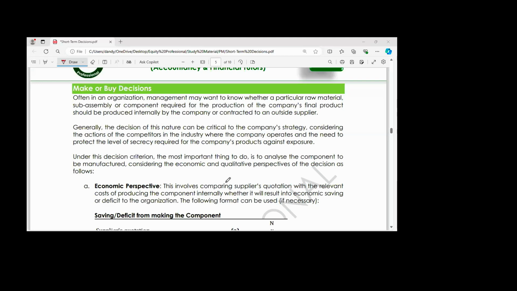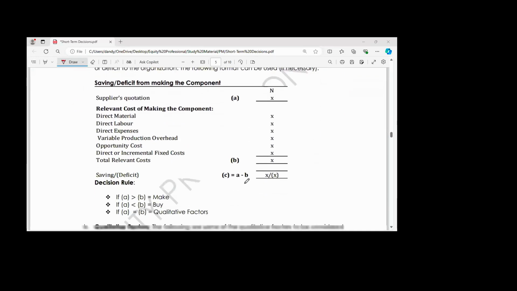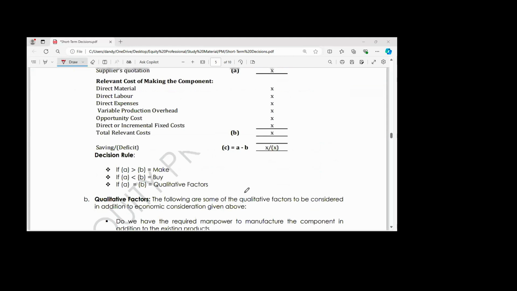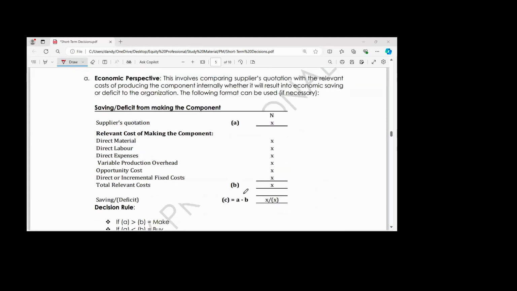So when you want to carry out the economic analysis under make or buy, the most important thing you need to do is to compare the supplier's quotation versus the relevant cost of making the component internally, whether it will result in a saving or deficit. So that is under the economic angle. Then, of course, before we go to the qualitative factors, the format still remains the same. The format is closely related to what we have done under the deleting of a segment.